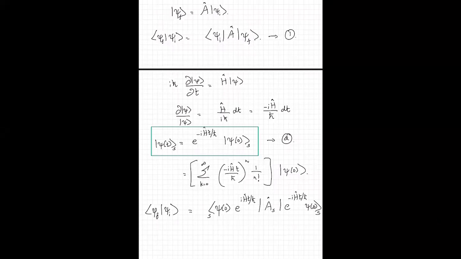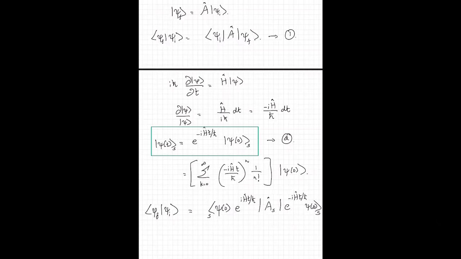Okay. Are there any questions about this? I've substituted equation 2, which is a formal solution. Remember that this amplitude is also a time dependent quantity because these states are time dependent quantities.